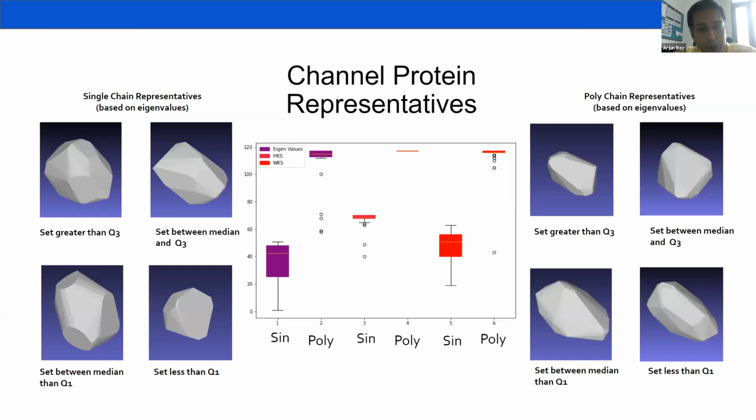Then the first question we had was, does nature actually have an encyclopedia of shapes? I'm showing one example of channel proteins. This is single chain and these are polychain, and what we could find was that in eigenvalue there is a wide distribution of shapes. In terms of statistics, there is a range in how those shapes look. And though these shapes may seem very similar, quantitatively there is quite a difference between these two shapes.